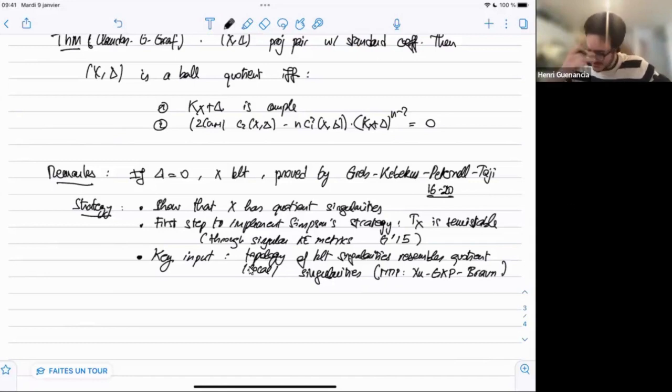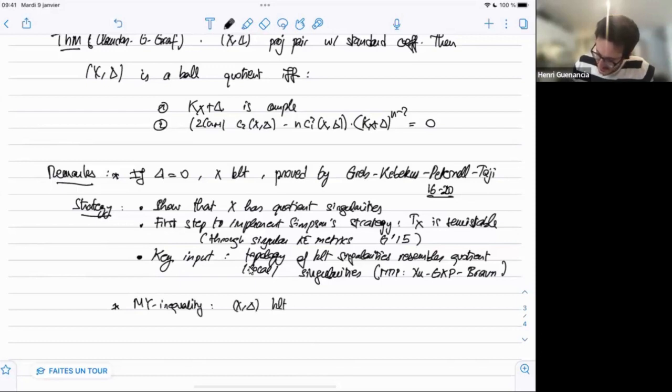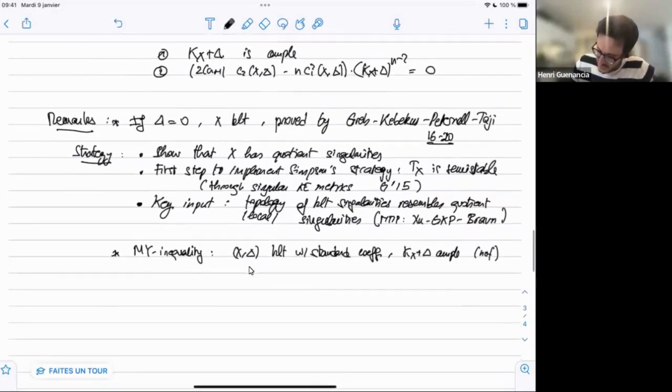All right, so I don't have a lot of time left. So I'd like to make just a tiny remark and then give a few ideas involved in the proof. The other remark is that there is a Miyaoka-Yau inequality. So if (X, Δ) is KLT with standard coefficients, and K_X + Δ is ample, and again here you could replace it, there's a statement with just nef.